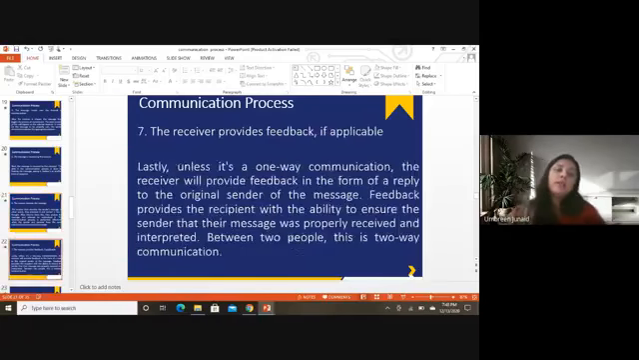Number 7 is the receiver provides feedback, if applicable. Lastly, unless it's a one-way communication, the receiver will provide feedback in the form of a reply to the original sender of the message. Feedback provides the recipient with the ability to assure the sender that their message was properly received and interpreted. Between two people, this is two-way communication. So when we call it two-way communication, a message is sent by a person, the other person receives it, and the other person gives feedback on it.